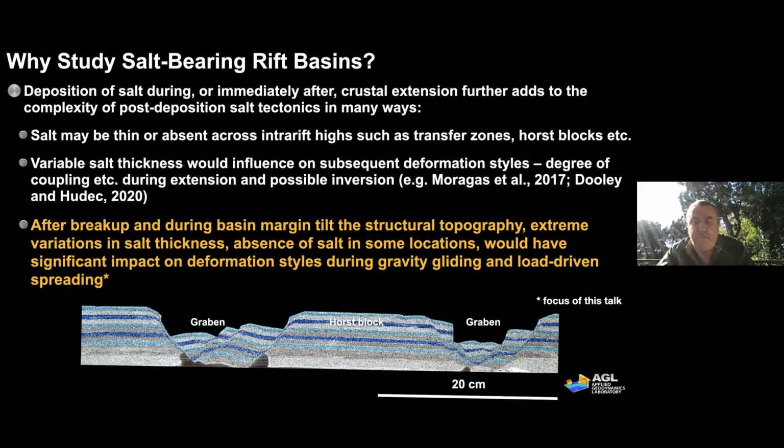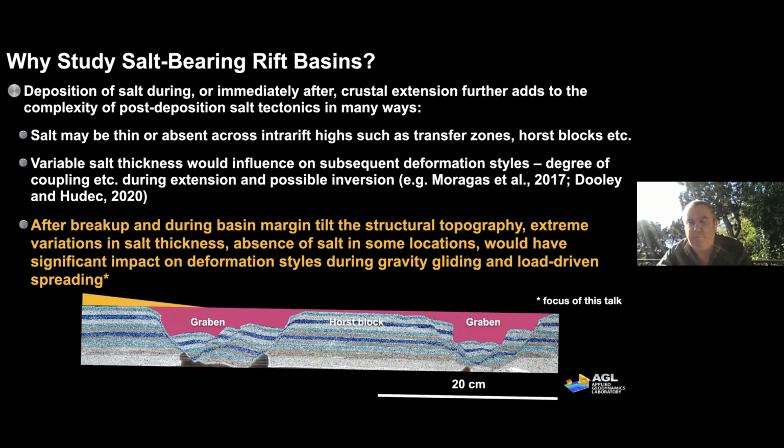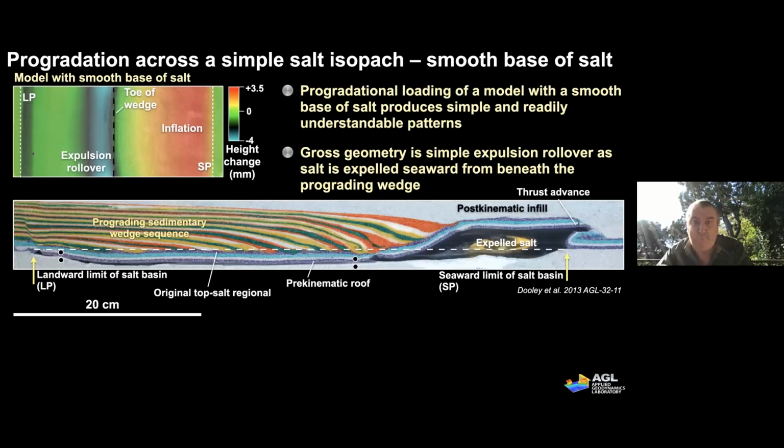But what I want to aim at here is that after breakup and separation, when the margin begins to tilt, this extreme structural topography, variations in salt thickness, and absence of salt in some locations would have huge implications for early stage gravity gliding and also load driven spreading. That is what this talk is about.